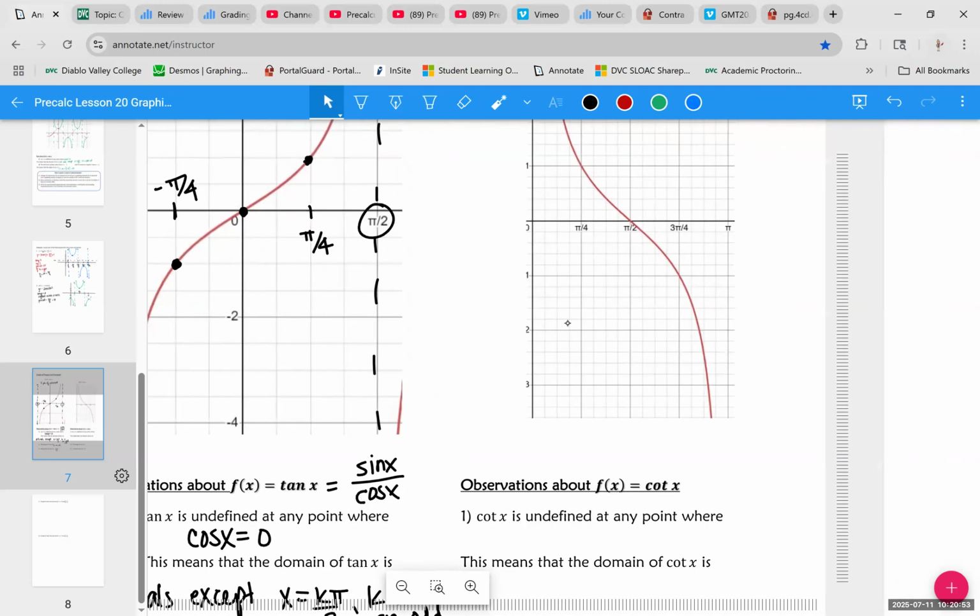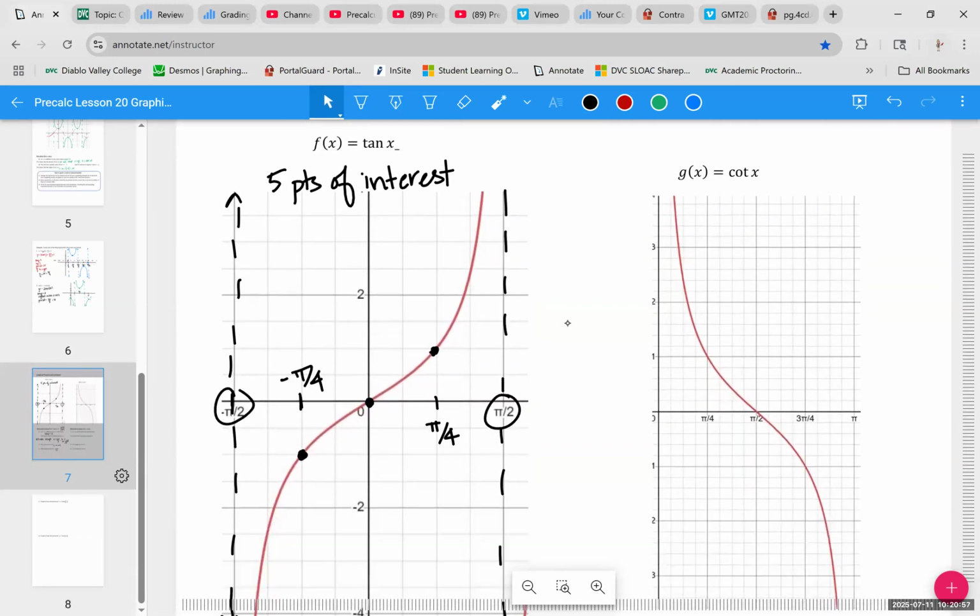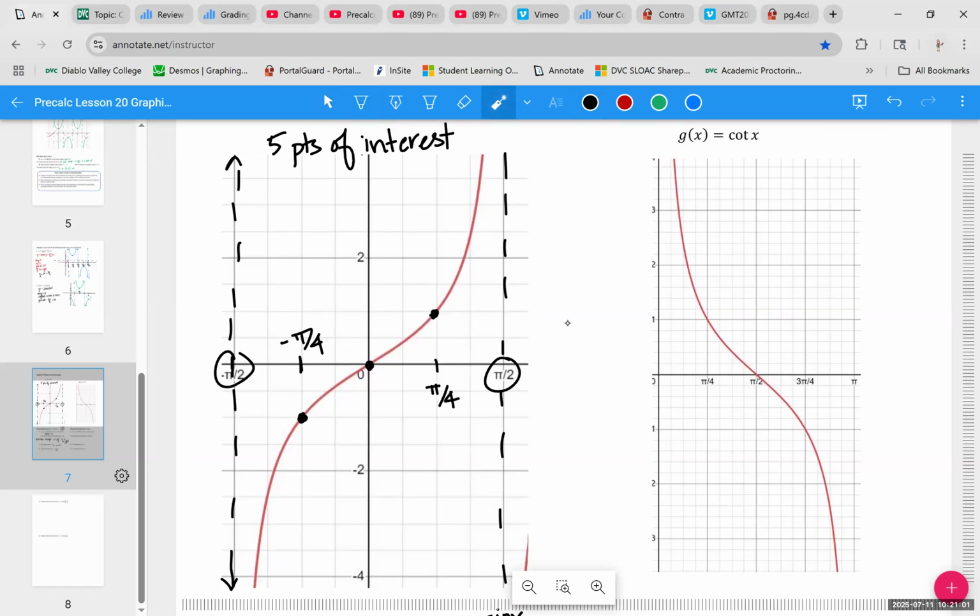All right, doing the same sort of analysis for cotangent. Cotangent has a similar shape, but it's going the other way. It starts at the top and shifts down instead of starting down and shifting up. It still does start with an asymptote here, that is at 0. It ends in an asymptote at pi. And again, it hits 0 in the middle at pi over 2. It is 1 at pi over 4 and negative 1 at 3 pi over 4. So very similar, 5 points of interest.